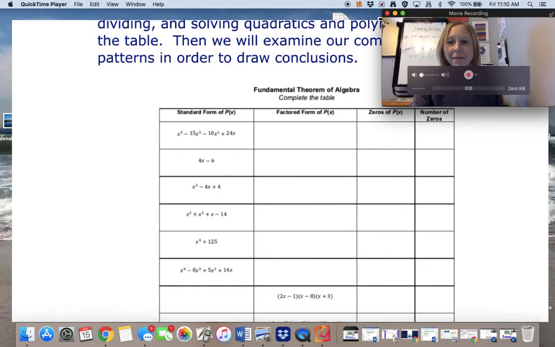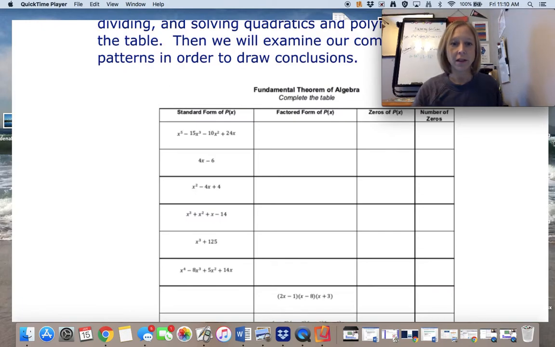Okay, so this top part of your table asks you to go from standard form to factored form to the zeros. This is kind of what we're used to. It's what we've been practicing a lot lately. And some of them are really straightforward. For example, when we see the x cubed plus 125, we see it's a sum of two cubes. We've just practiced that. Okay, but there are some that don't quite factor.